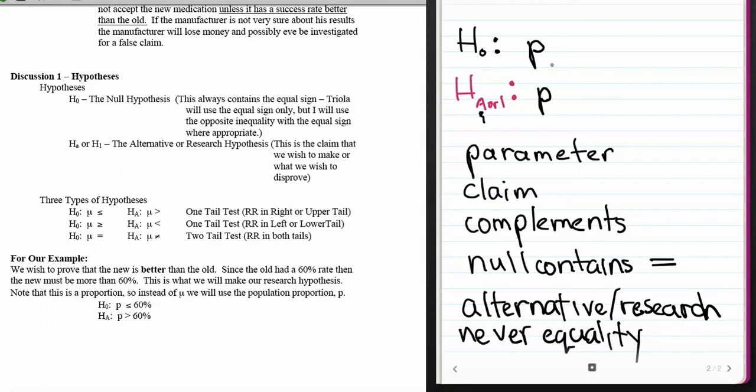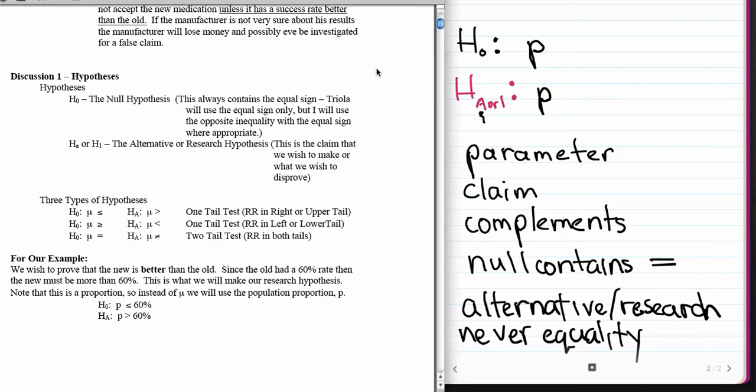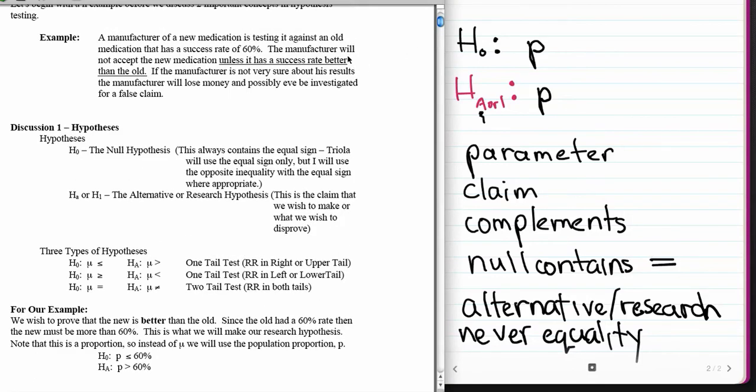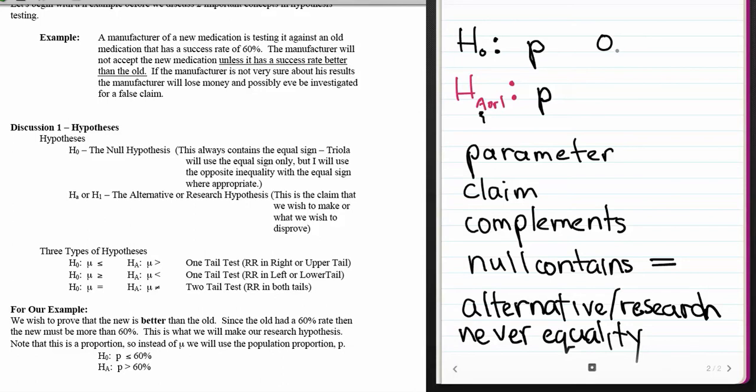So we have in the original information that the success rate was 60% under the old medication. So we have 60% here. This could be written as 0.6 or as 60%, whichever you want to write it as. I'm again a decimal person. And you see that that's in both of these hypotheses.